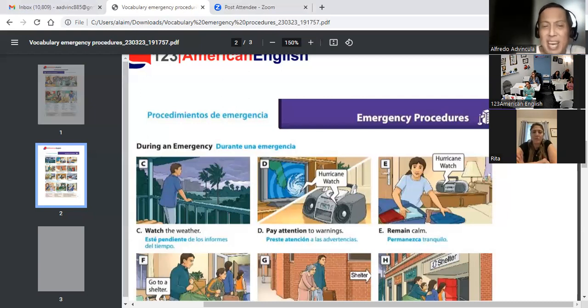So okay, guys, that's letter C. And I think in our discussion we also talked about D. So D is pay attention to warnings. So what can we see here in the picture, Valeria, for letter D?